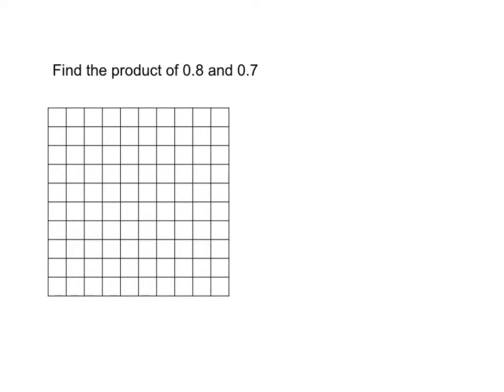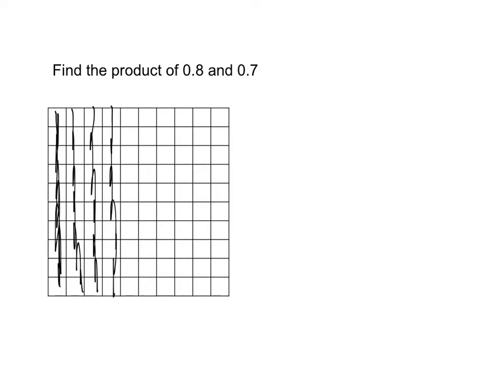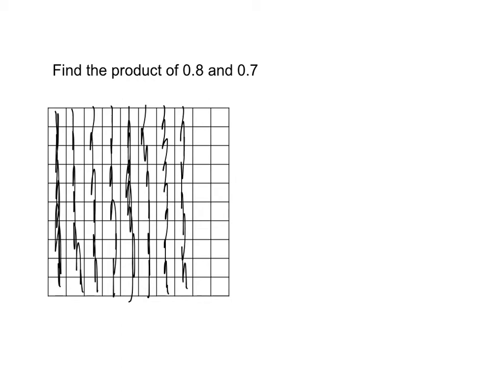So when we're looking at this, when I do 8/10, I'm going to do 8/10 across the top. So this would be 1/10, 2/10, 3/10, 4/10, 5/10, 6/10, 7/10, and 8/10.